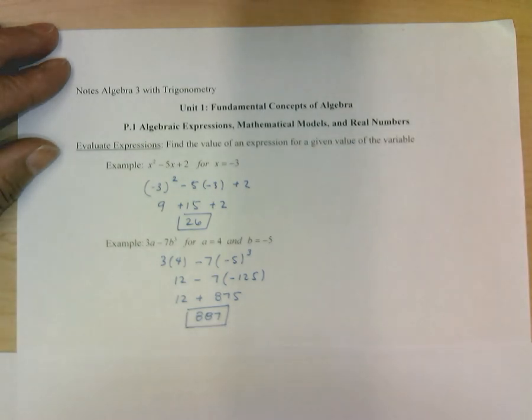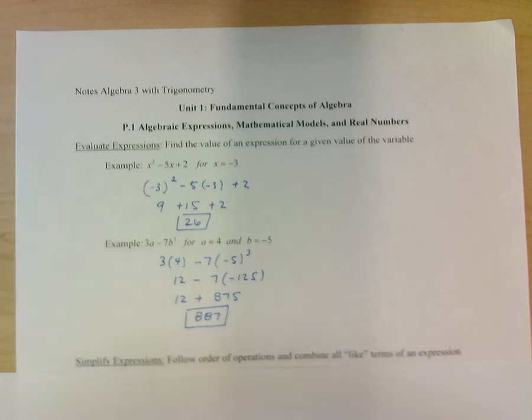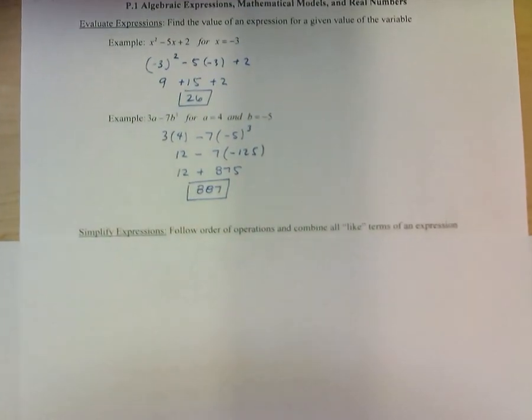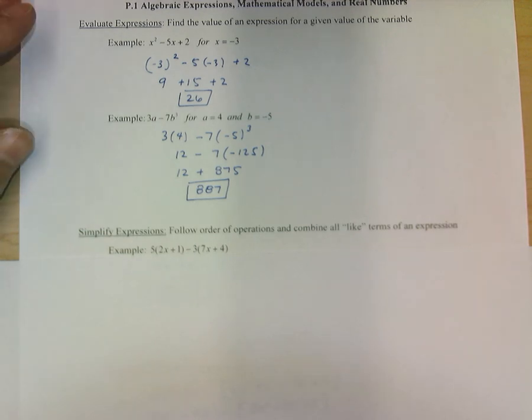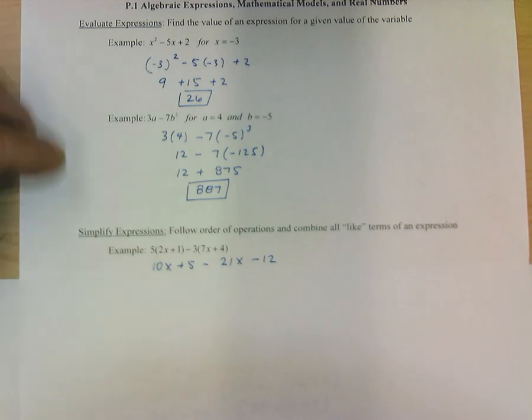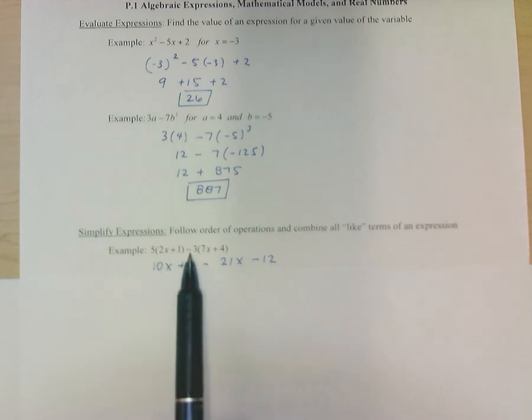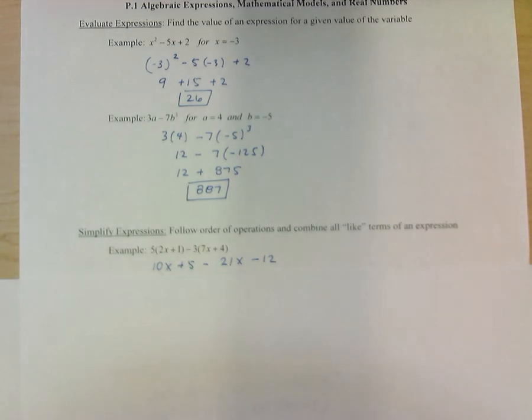The other part of this section that's important is simplifying expressions. And you've done that, combining like terms, since Algebra 1. Let me move this up a little bit. So my first example is I've got 5 multiplied by the quantity 2x plus 1 minus 3 multiplied by the quantity 7x plus 4. Making sure I do everything correctly, I'm first going to distribute the 5 to the 2x and the 1. Then I'm going to distribute the negative 3 to the 7x and the 4. And just go slow and be careful. Then I combine like terms. So the 10x and a negative 21x combine to make a negative 11x. And the 5 minus the 12 is a negative 7.